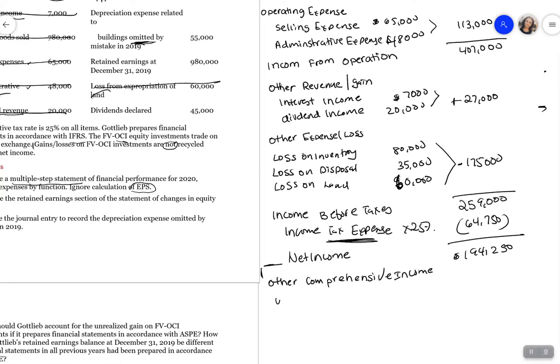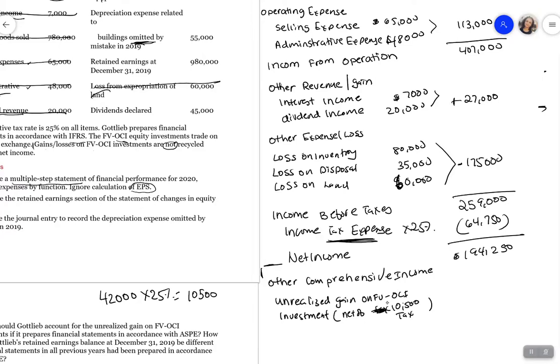It's called an unrealized gain on fair value OCI investments, and it is net of taxes. They didn't tell us the amount, so how are we going to calculate it? I'm going to do it on the left side. 42,000 multiplied by the 25% will be the tax amount. In this case, it will be 10,500. So net of taxes, how much is my tax? 10,500 taxes. So that is the amount.